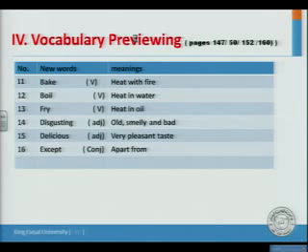Number 15, delicious. So delicious for food, but we have the same meaning as delicate. Delicate for maybe clothes, for other things. So when you say delicious, very pleasant taste for food, but delicate, like this one.